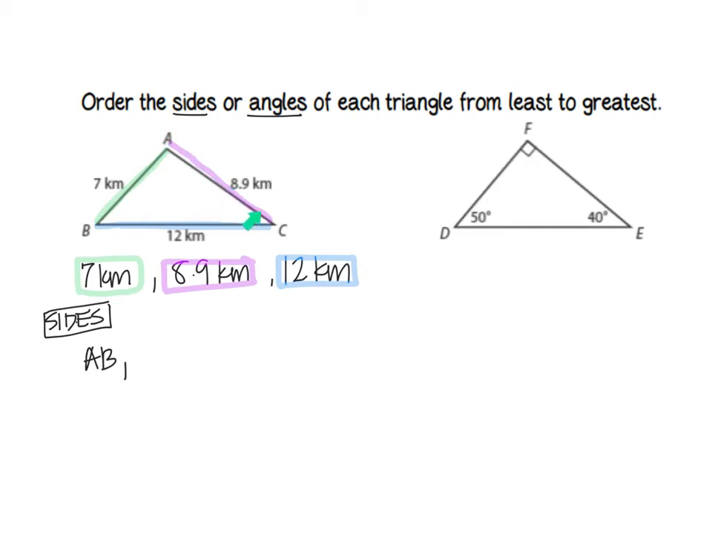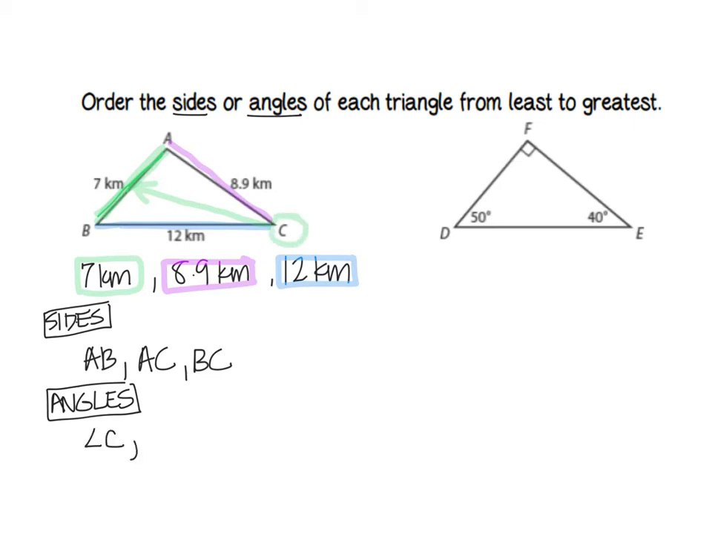The purple one is AC, and the blue one is BC. Now we're going to talk about the angles that created that side. So back up at the top, we talked about the scaling and how the opposite sides and the opposite angles. So I'm going to go back to the same color, and again, here's my smallest right here. I'm going to look at what angle is opposite it, and that is angle C.